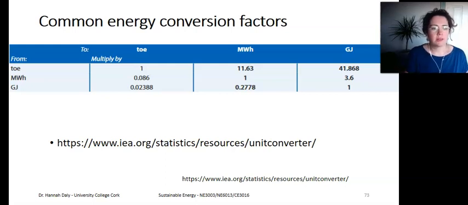And here, if you want to go from ton of oil equivalent to megawatt hour, you multiply by 11.63, 41.868 gigajoules per TOE and so on. The number you might be familiar with is 3.6 gigajoules per megawatt hour. That's 3.6 megajoules per kilowatt hour, or 3.6 kilojoules per watt hour.